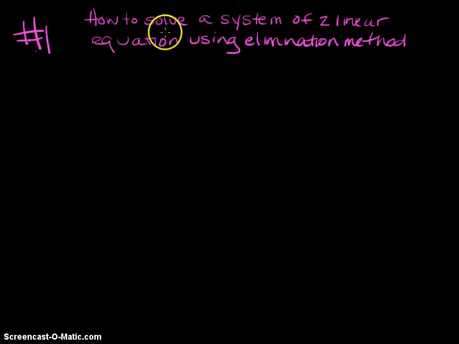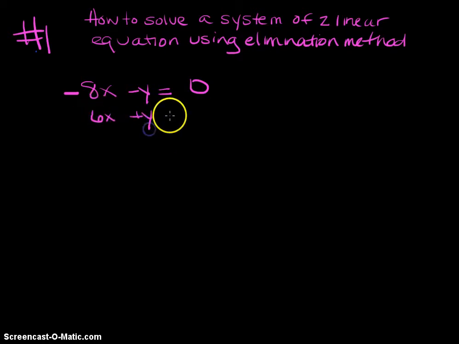So again, this is how to solve a system of two linear equations, in that we have two linear equations here, and what's new for you guys, and it's a review of Algebra 1 essentially, is the elimination method. Okay, and so let's just dig right in. Let's start off at number 1. And so we have negative 8x minus y equals 0. And then we have 6x plus y equals 2.